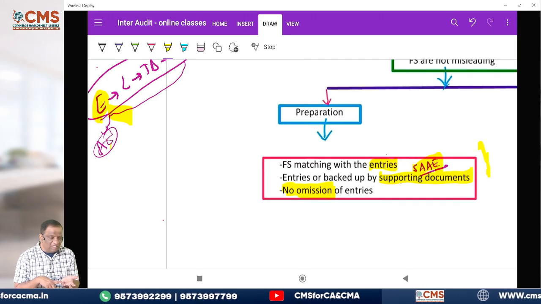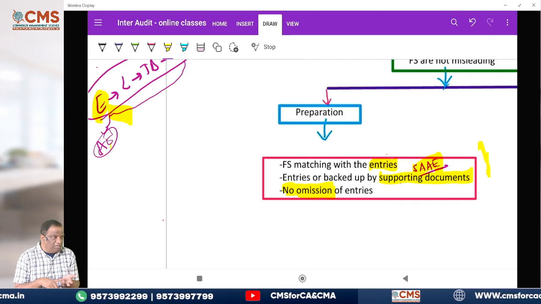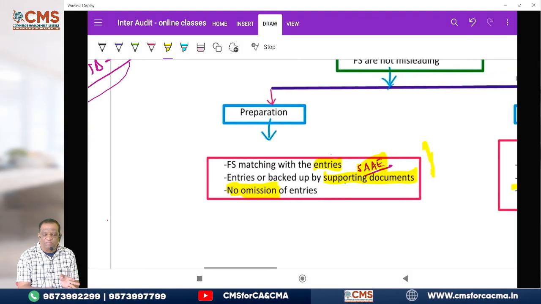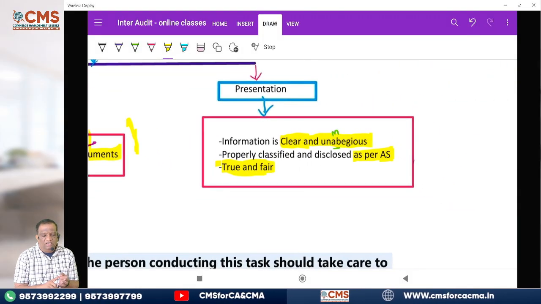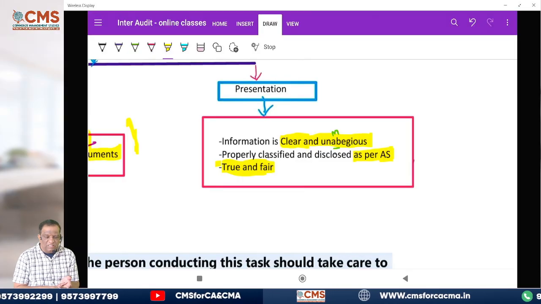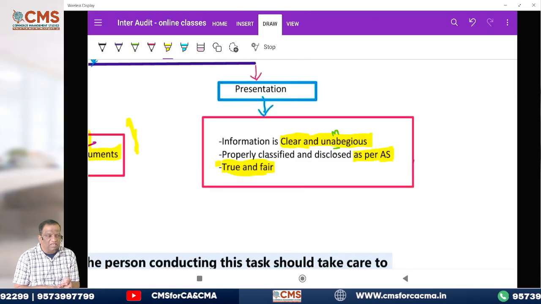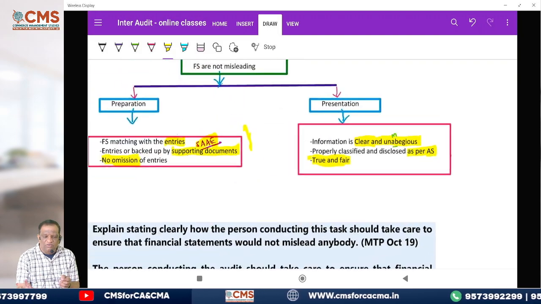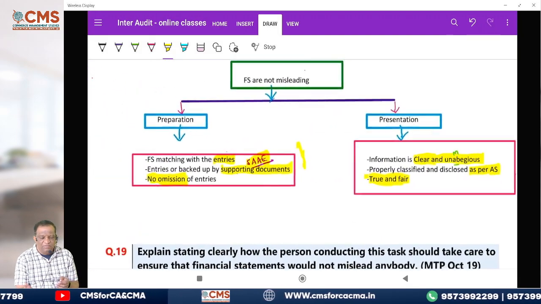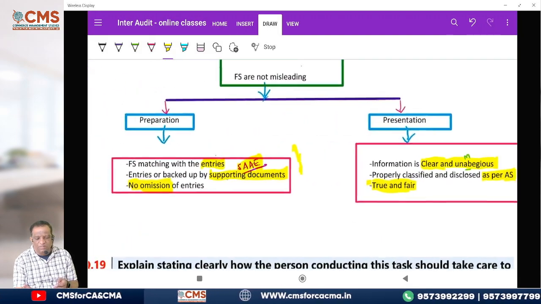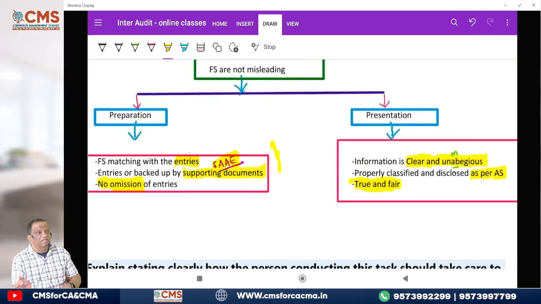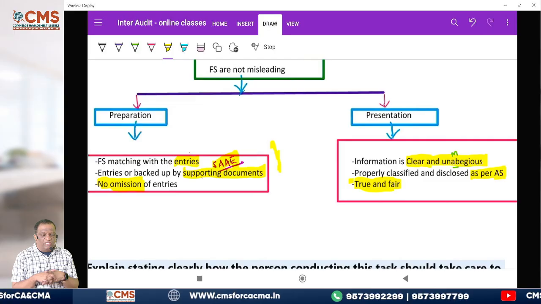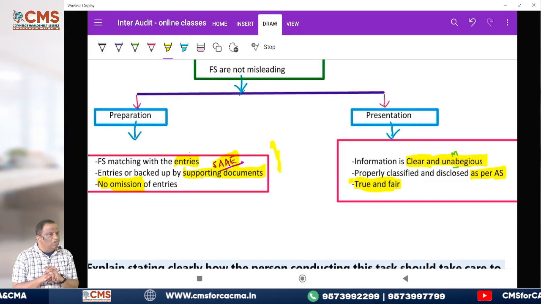Financials are matching with the entries. Second one, supporting documents and no omissions. So this is from preparation. From presentation, information is clear and unambiguous, and the disclosure as per AS and true and fair. So these are from presentation angle. Now I want you to repeat for the last time so that it gives you some strength when you are revising. What are the 6 points that an auditor should ensure to see that financials are not misleading.